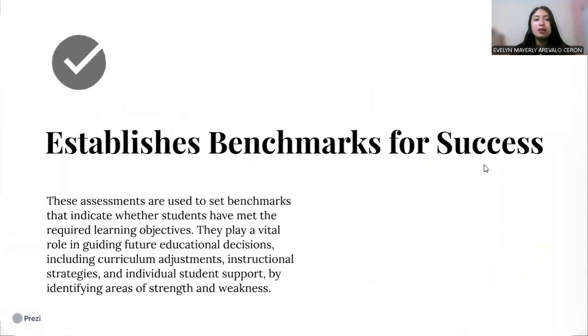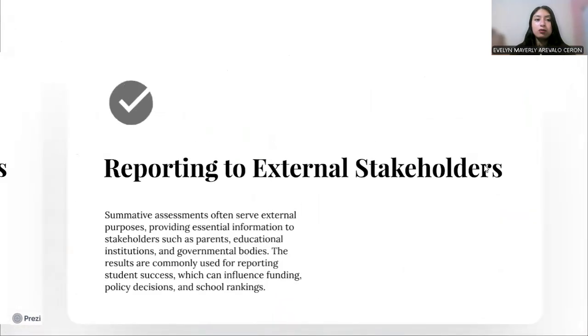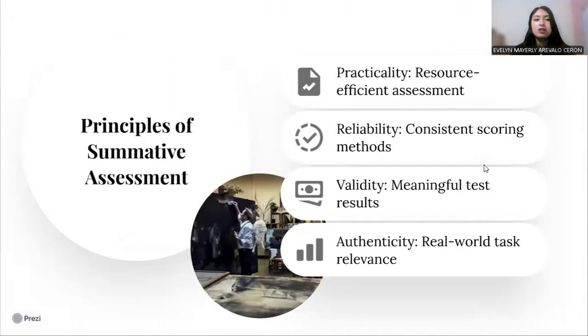Then we have here that summative assessment follows four important principles. First of all, we have practicability, which means that the test should be easy to apply, not too expensive, and possible to score efficiently. Second, we have reliability, meaning that scoring is consistent for all students. For example, two teachers should give the same grade if they use the same rubric.